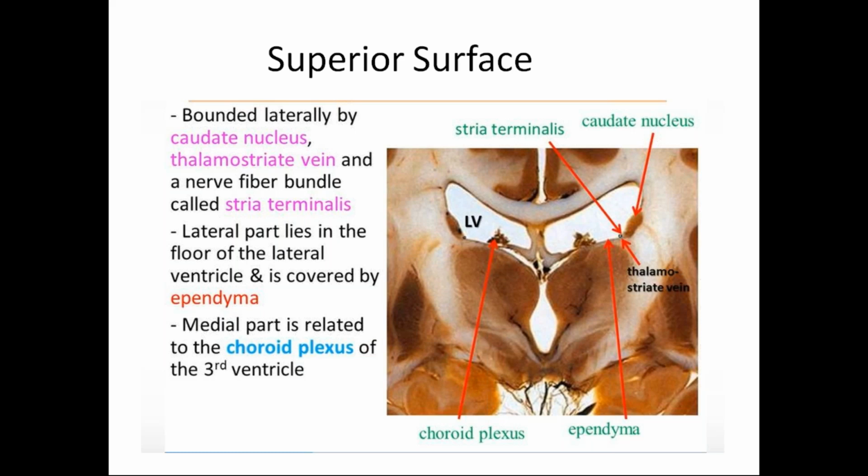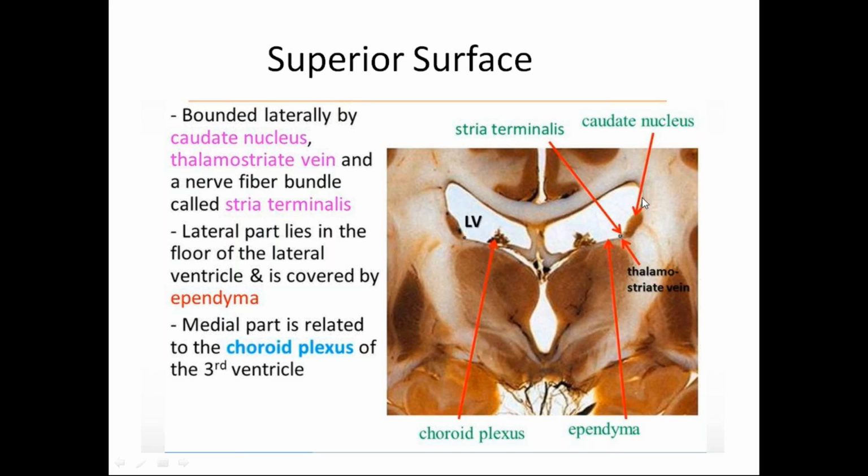It is bounded laterally by the caudate nucleus. Here we have the superior surface of the thalamus. Just look at this. It is forming the floor of the lateral ventricle. But if we go more laterally, what do you see? On the superior surface, there is a small nucleus out here, which is called the caudate nucleus.